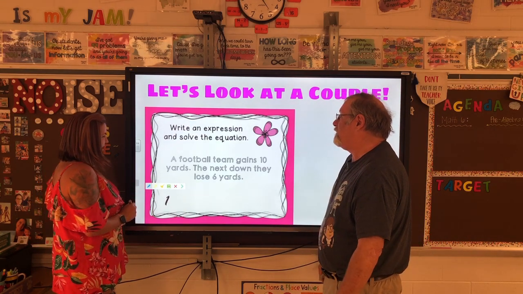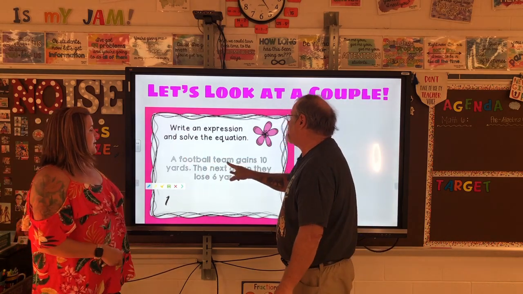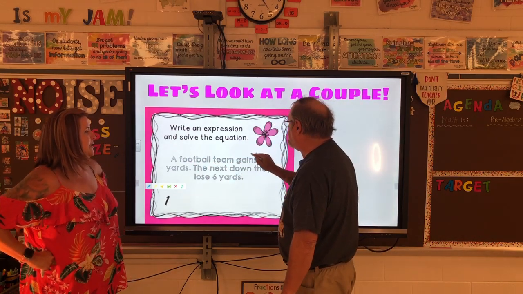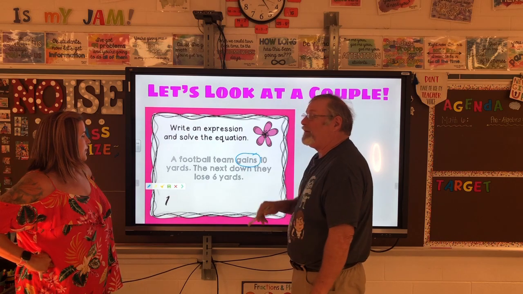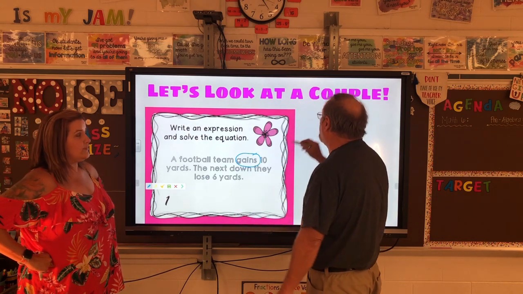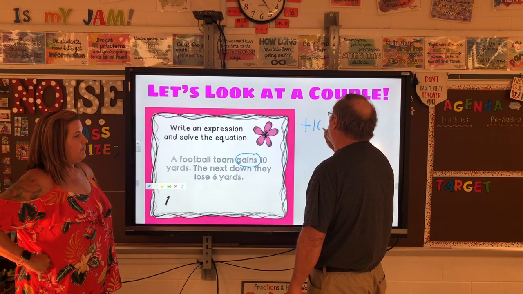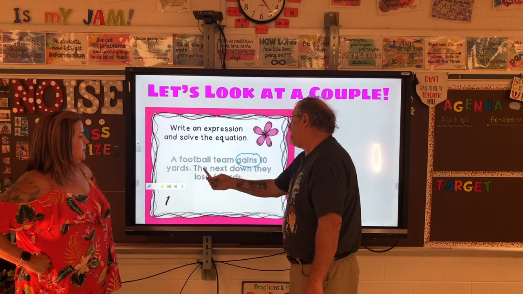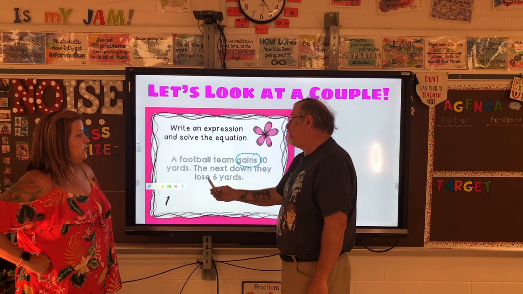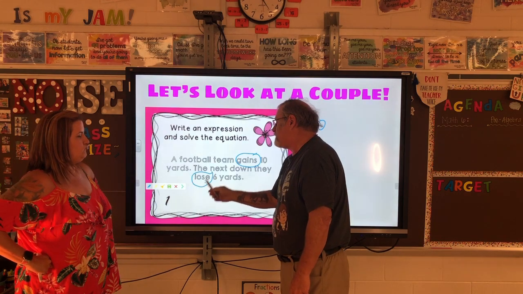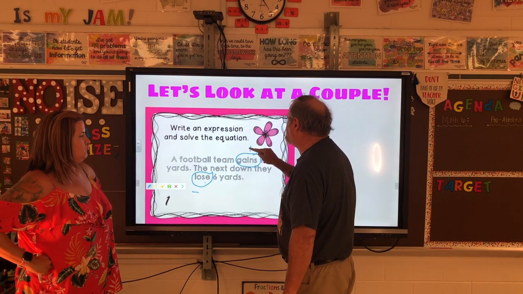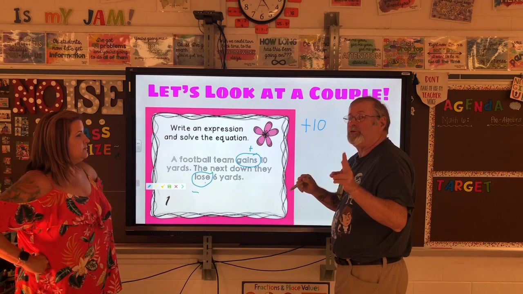So we're going to look at some of the key words here. A football team gains. Gains means it's a positive, so positive 10 yards. Then the next down, they lose. Another key word. This one means minus. This one means plus.